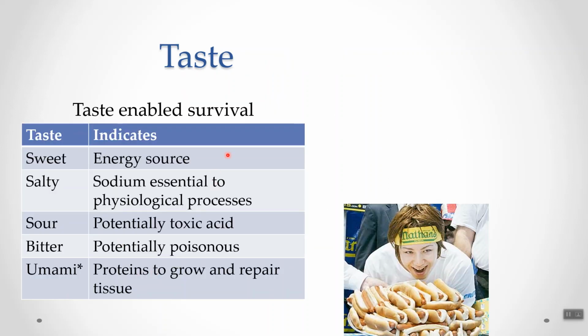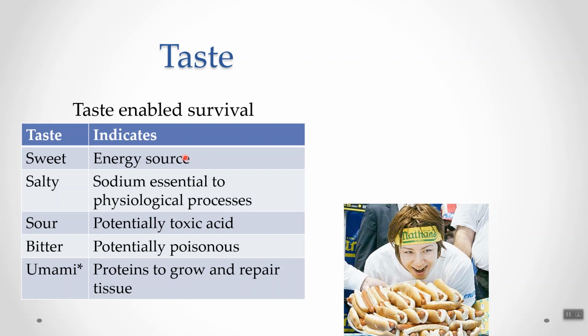Okay, why do I bring this up? Because like we talked about before, bitterness tells us something about our food, right? So taste enabled survival in some kind of way. That's why it's important to us. Sweet tells us there's an energy source, right? I talked about donuts in the middle of the desert. You're going to eat that or not.